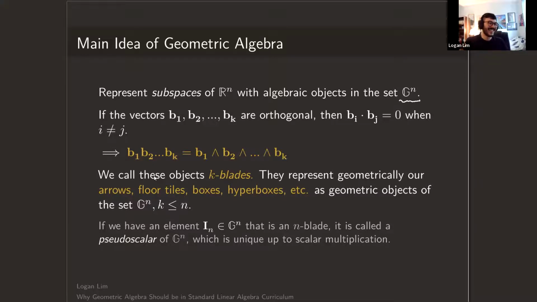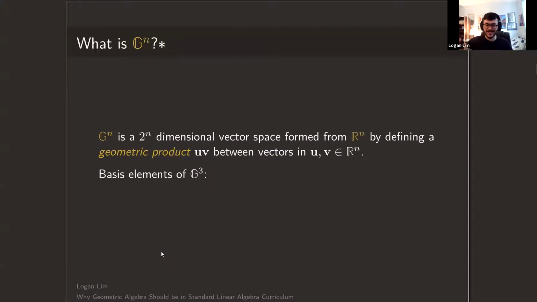I think it's a little confusing terminology, but I've grown to like it a little bit. Basically, it's called a pseudoscalar, which is very important in geometric algebra because it represents the idea of an orthonormal basis, which we'll get to later. It's very cool. So what is Gn? Gn is actually a 2 to the n dimensional vector space formed from Rn by defining the geometric product. That's really what it is.